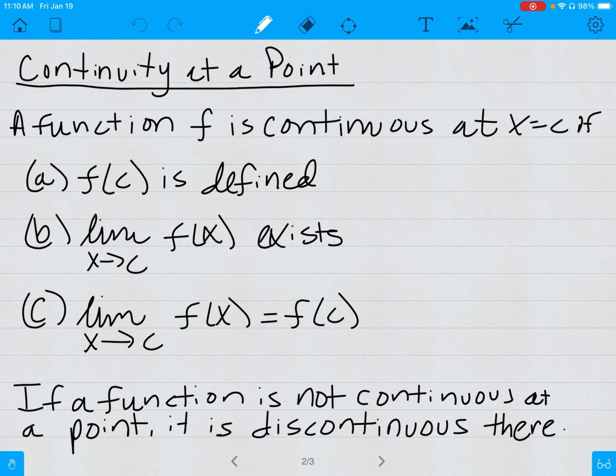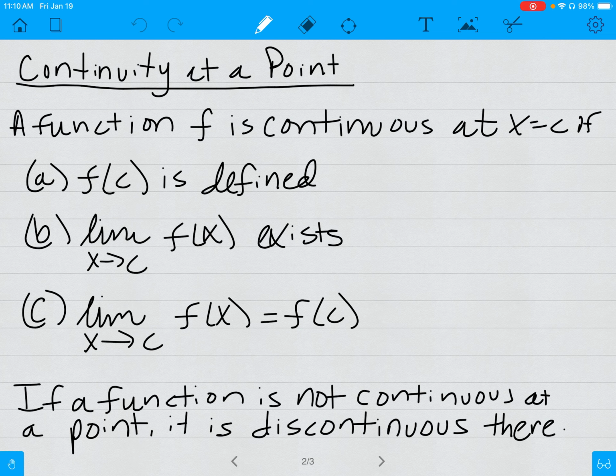But this is the formal definition of continuity. A function f is continuous at a point x equals c if f of c is defined, so it actually has to be defined at that point. It cannot be undefined at that point. That would make the graph not continuous there.